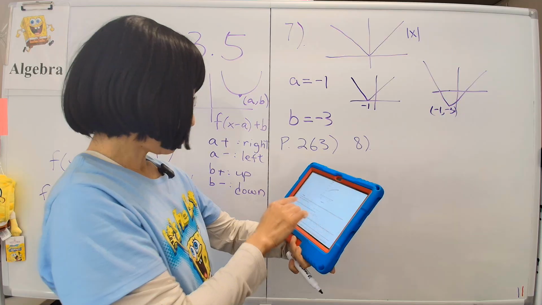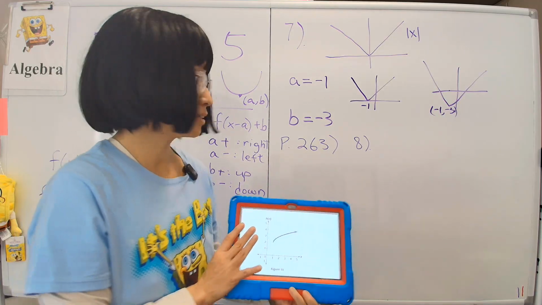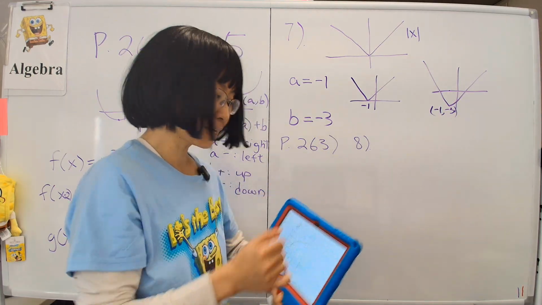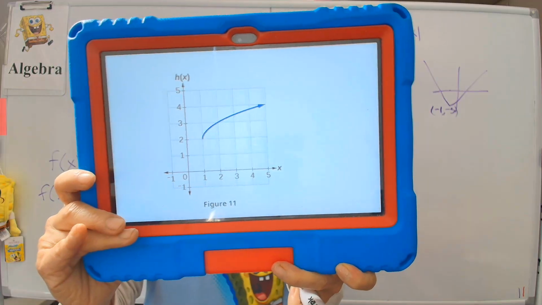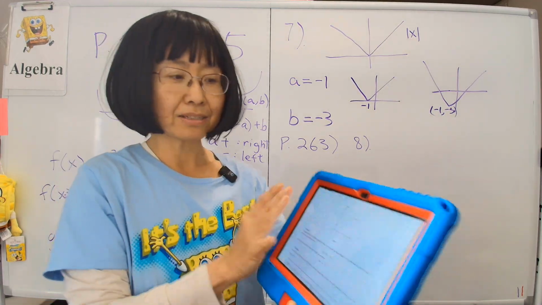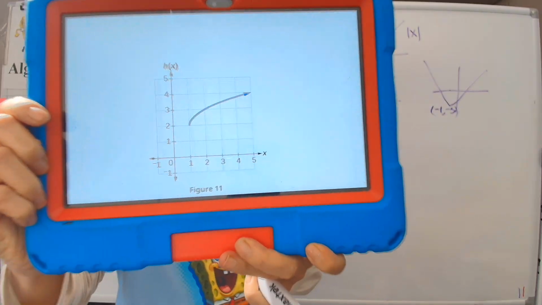Let's see, what does it want? Oh, I see. We're supposed to look at the graph and write the equation for it. So we're doing the opposite. Instead of looking at the equation and then figuring out where the graph goes, now we're given the graph. Okay, here's the graph. And we even know what it is, the square root of x, right? Yeah, it's the square root of x. We're supposed to write the equation to show that shift. So let's look at this thing.